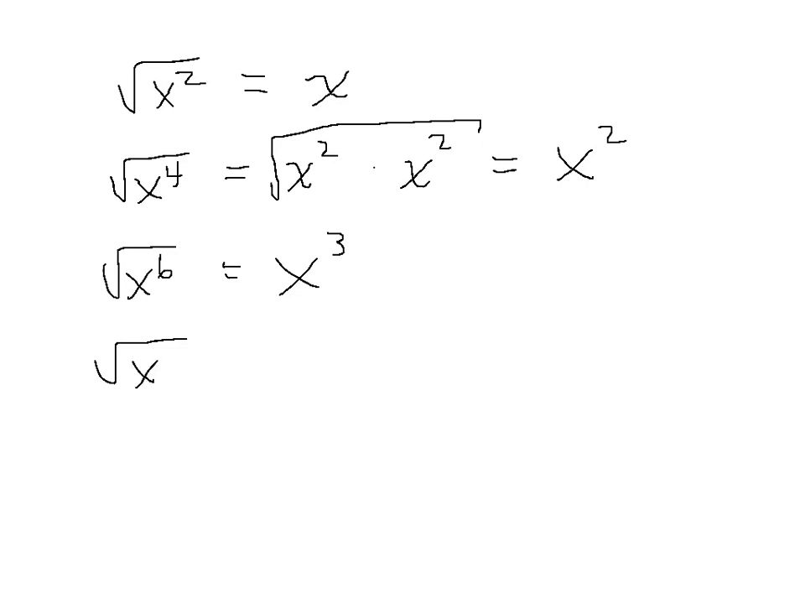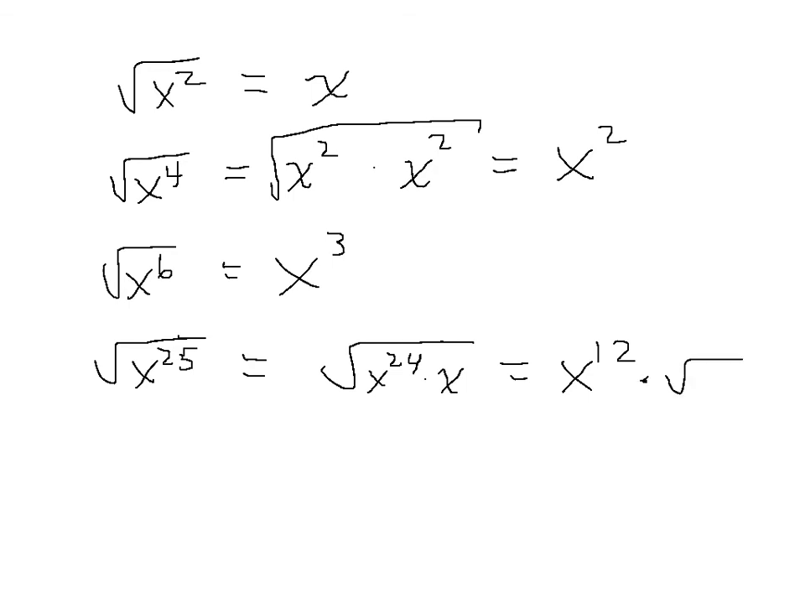Square root of x to the 25th. How about that? Well, what I do with that is I write it as the square root of x to the 24th times x, and the square root of x to the 24th is x to the 12th. And that's because x to the 12th times x to the 12th, you add the exponents and you get x to the 24th. So that's how the square root of x to the 25th simplifies.